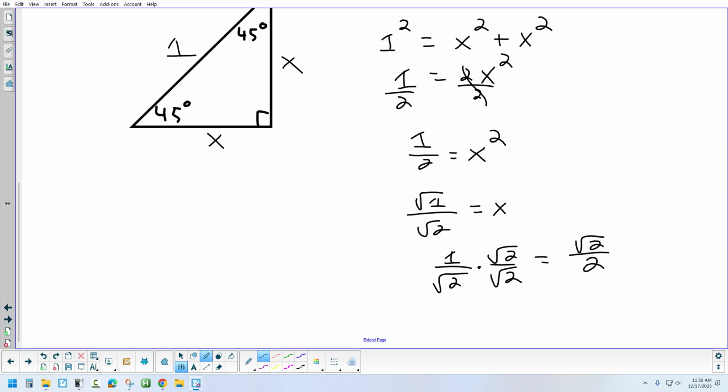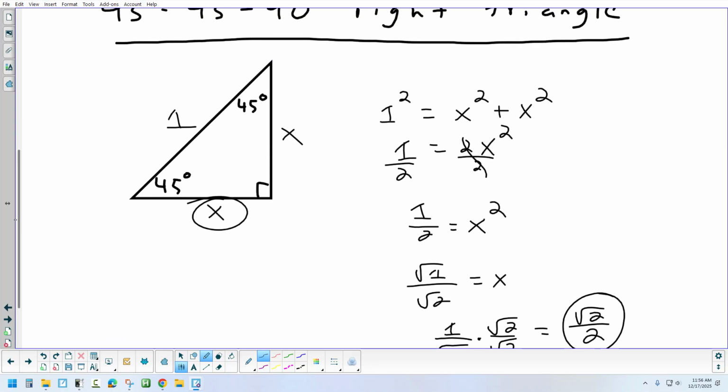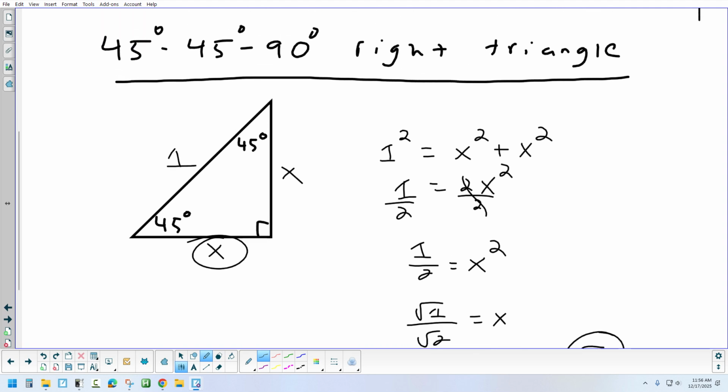Square root of 2 over 2. It's that easy. So not 2. Is that our x value? That's the length of the bottom side. So x equals, that's the length of the bottom, but it's also the y. So let's write that is y.